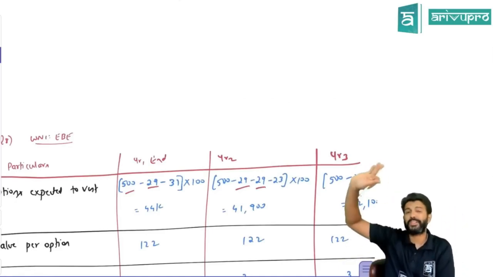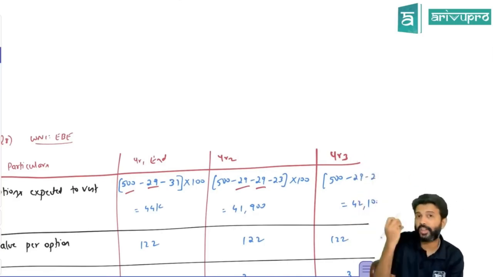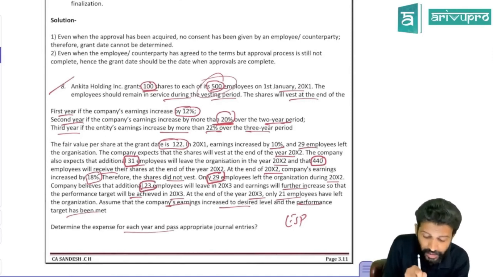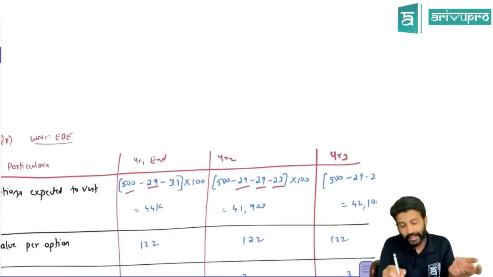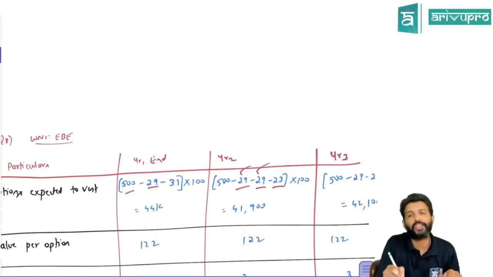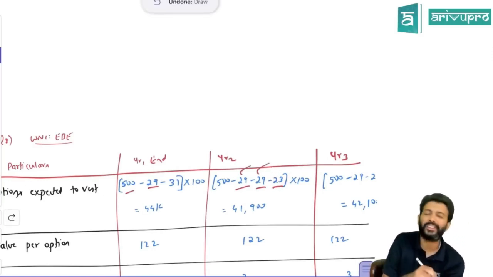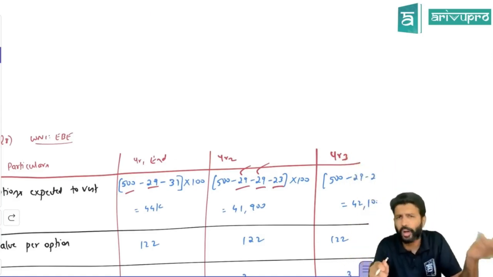The company has to estimate how many options will get vested at the end. 29 left in first year, 29 left in second year. Any more employees are expected to leave? Yeah, company believes additional 23 employees will leave. That means you will deduct this also. And company feels in year 3, 23 may leave. This is an expectation. Expectation could be right, it could be wrong, that's fine.